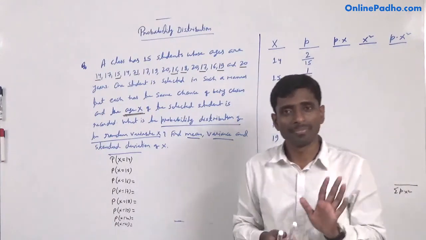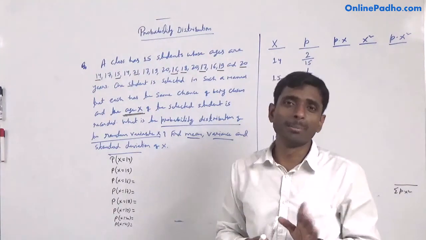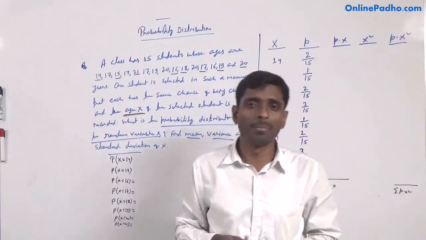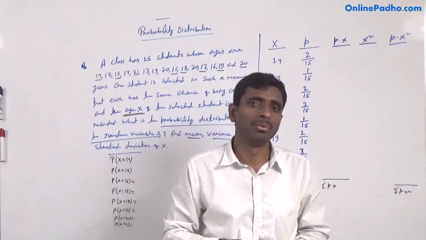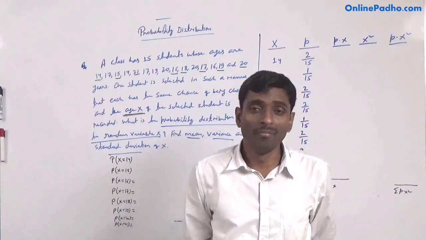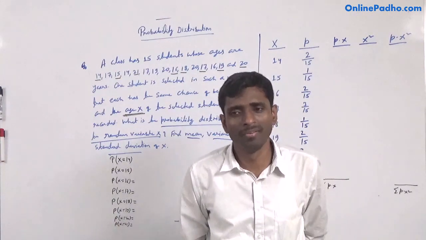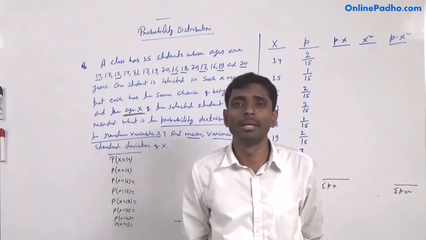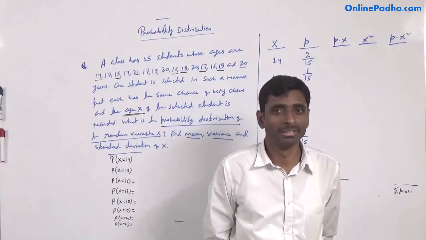Now you can find the probability distribution of any word problem and any question related to probability distribution in this way, right? Now we have one more topic remaining to discuss in the next tutorial, that is binomial distribution, right?